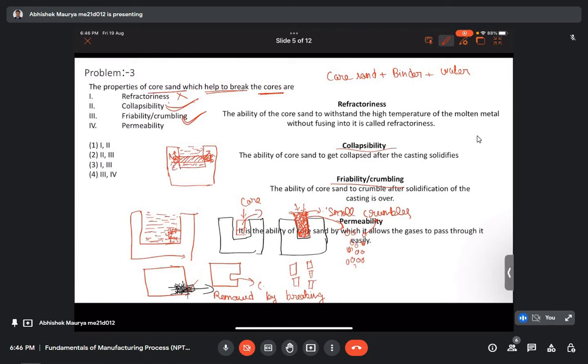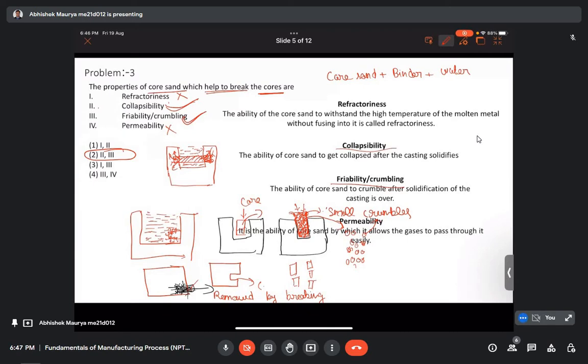If the core material has good permeability, then the gases will come out through this. But if it doesn't have very good permeability, then again the gases will go inside the molten metal and they will cause the gaseous effect. Therefore permeability is a desirable property, but it has nothing to do with the breaking of the core. Therefore we have only two correct options, collapsibility and friability. So which is the second and third? Yes, this one is the correct option.